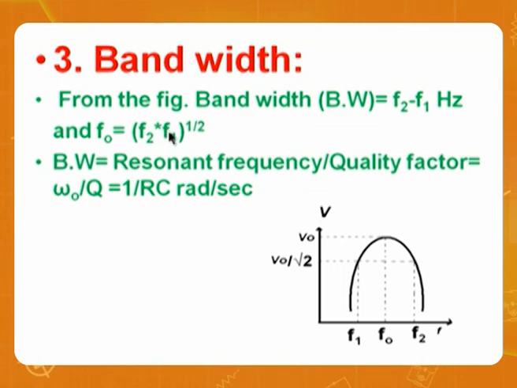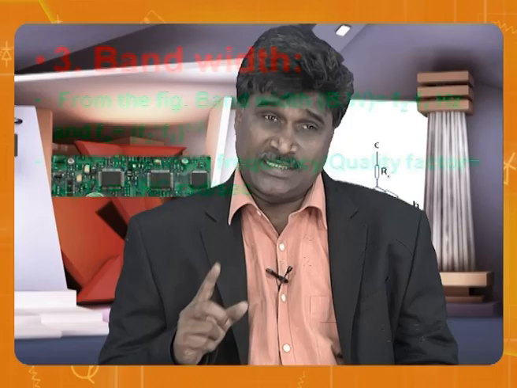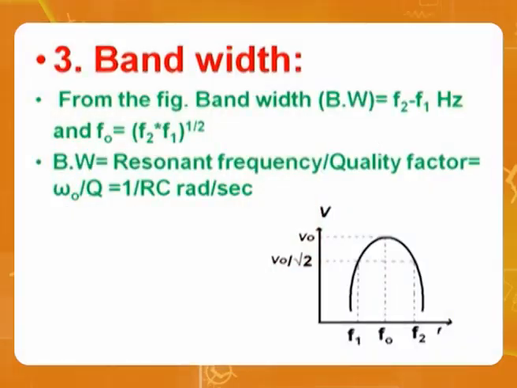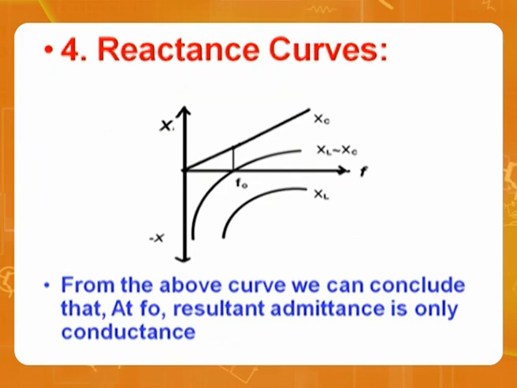Bandwidth also has the same formulas. F0 is the root of F1 F2 whole square. Quality factor we already studied. The only thing you must understand, bandwidth is the resonant frequency by the quality factor. This is 1 by RC, that is L by R, R by L. So in series it was R by L, now it is 1 by RC. So look at that change from the previous one to this.